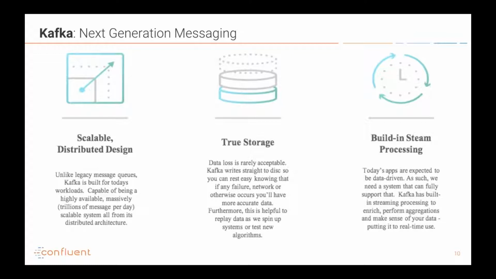The second piece is storage. So Kafka has true storage. Kafka writes to disk, replicates that data across servers so that you know when your data is written to Kafka, it's going to be there as long as you need it.